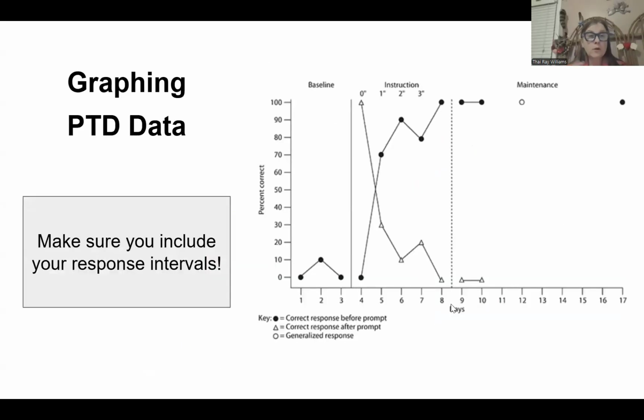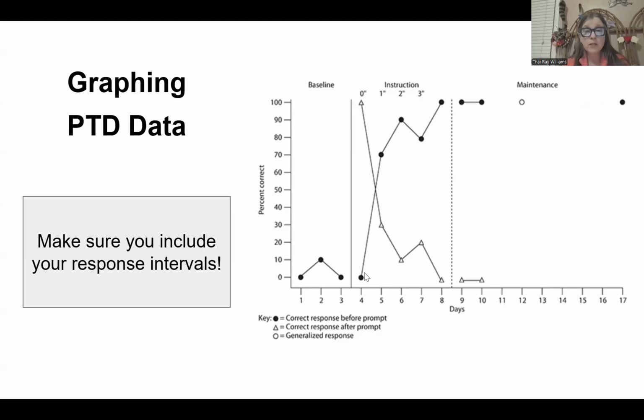All right, so let's look at what graphing might look like for progressive time delay. This one does look different because you're graphing the responses. In this case, the student had no correct responses in the first 3 data points and scored 10% in one of the baseline data points. So here we have 3 data points with 0, 10, and 0% correct responses. Now, when we move into our instruction, we have a 0 second delay, a 1 second delay, a 2 second delay, and a 3 second delay. And we are in intervention at this point, so we are teaching it.